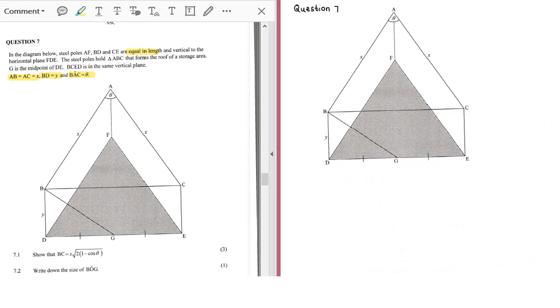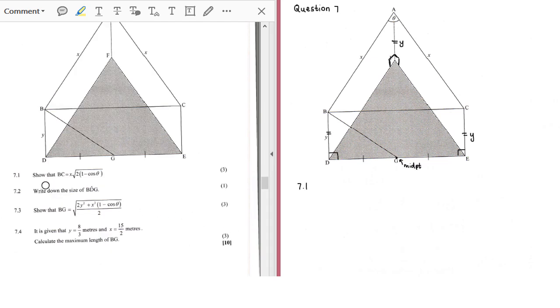Okay, so all of that is indicated on the diagram except the fact that these still poles AF, BD, and CE are all equal in length. We know what the length of BD is, that's Y, so that means that we have a Y over here and a Y over there. Okay, and since these things are vertical, we know that they are always going to form a 90-degree angle with the ground. Okay, right, 7.1.